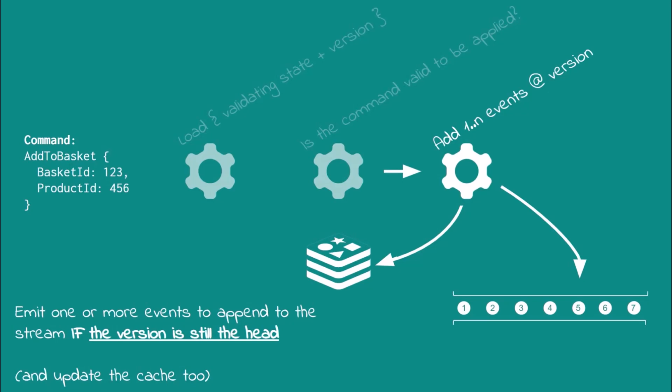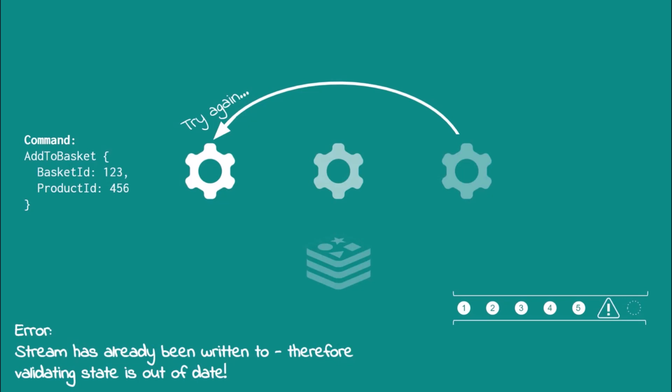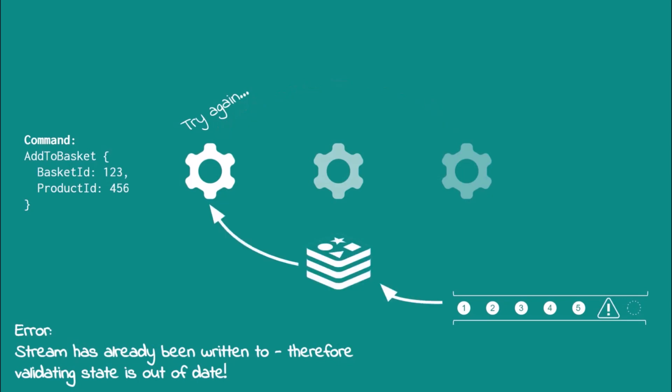If it was successful, the command should return a success code, including any IDs generated, including the version of the head event. But what happens if something else did write to the stream and appended events at the same time whilst we were processing? Well, this conditional write fails, and we flip back to the first step and auto retry. Loading the new state from the cache, we check if the command is still valid to be processed, and then, if so, the events are conditionally appended again.